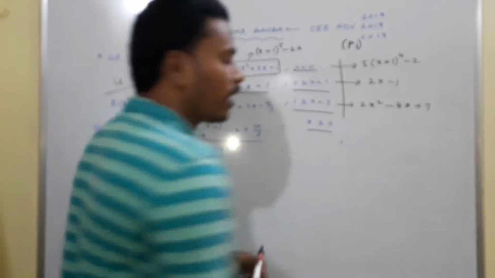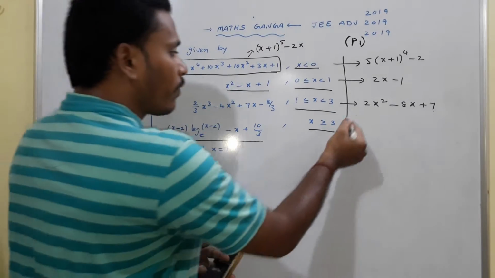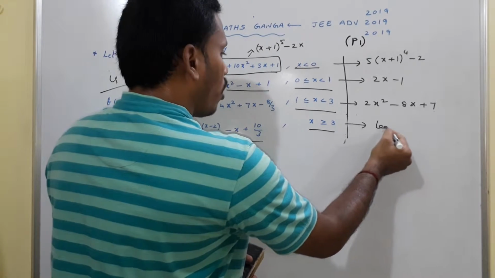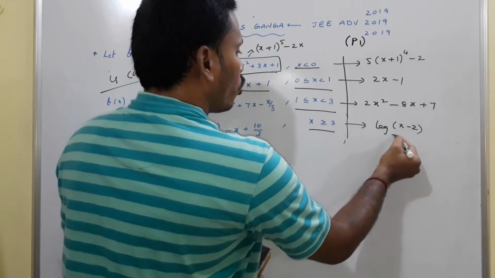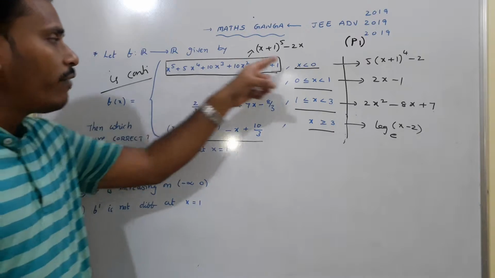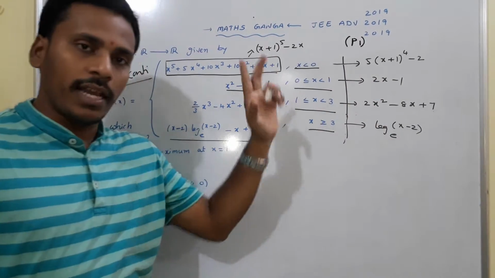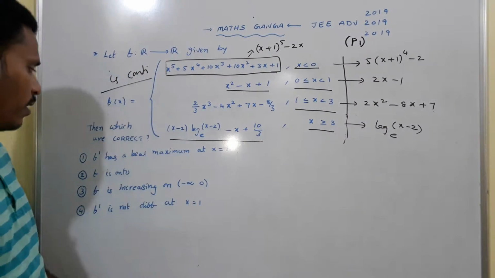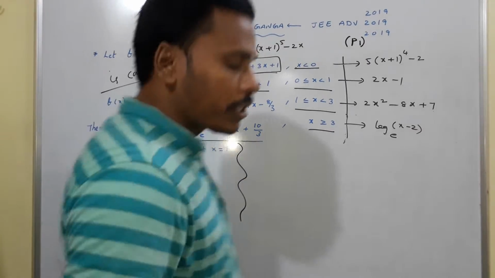So the derivative of the given function, if x is greater than or equal to 3, is log x minus 2 to the base e. So in every region the derivative of the function is like this. Now try to check which of the following options are correct.